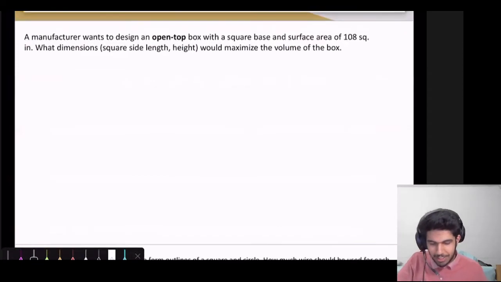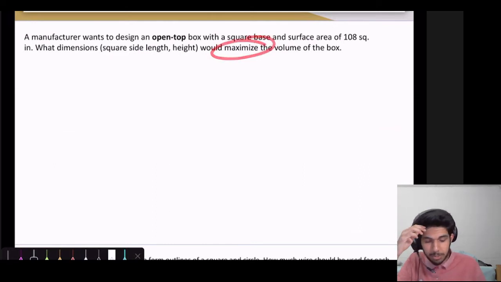It's so nice to see a question that's not, here's what f of x is, draw the curve. So here we have: a manufacturer wants to design an open top box with a square base and surface area 108 square inches. What dimensions, square side length and height, would maximize the volume of the box? So maximize. That indicates we want to take the first derivative at some point.